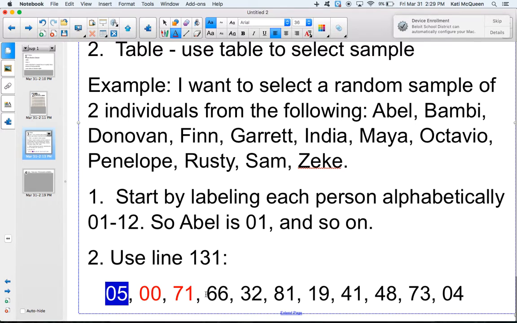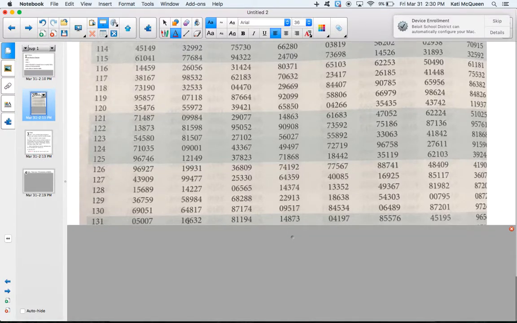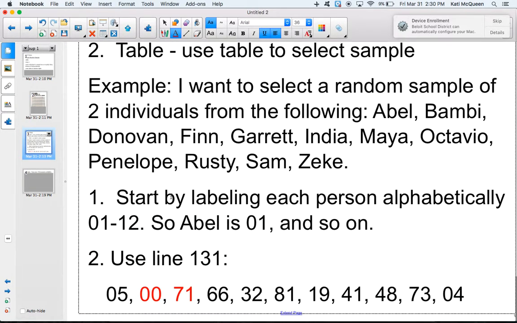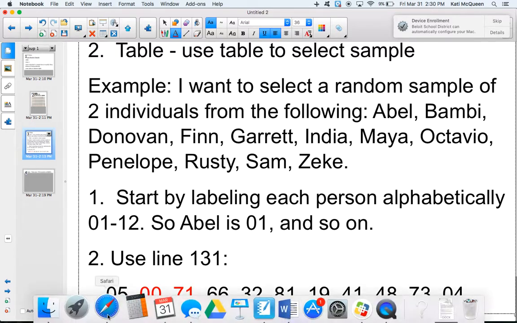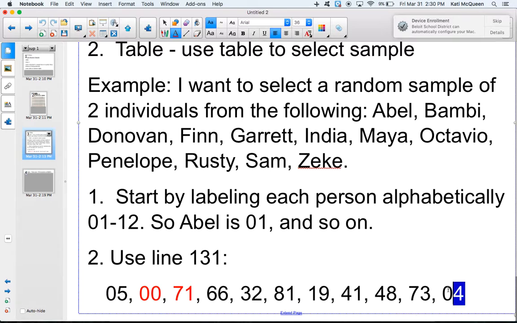All right, so I'm going to keep going. So I had 71. Next number would be 66, then 32, then 81, 19, 41, 48. So these are all things that are outside of my range. So I'm going to keep looking here. So 73 would be next. And then I get 04, which does fit inside of what I was looking at because 04 falls between 01 and 12. So my sample would be 05 and 04.